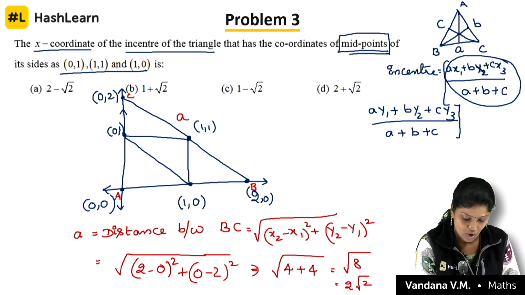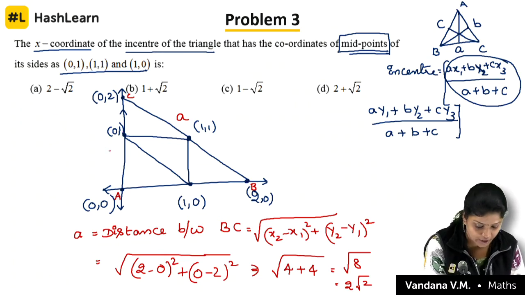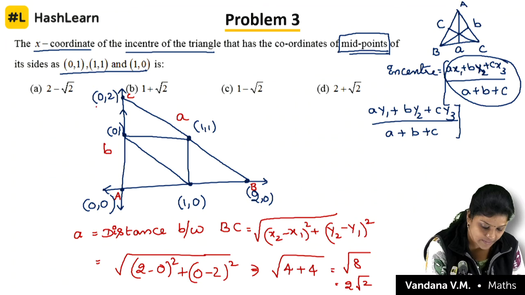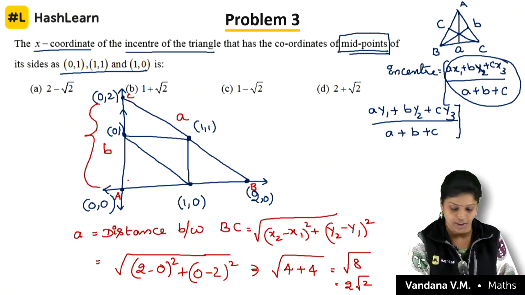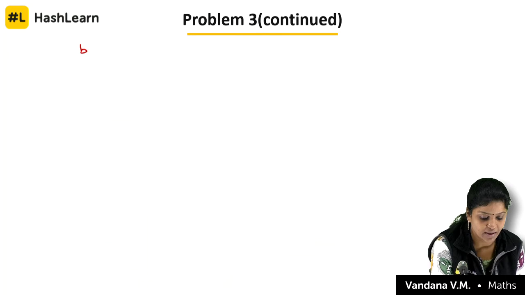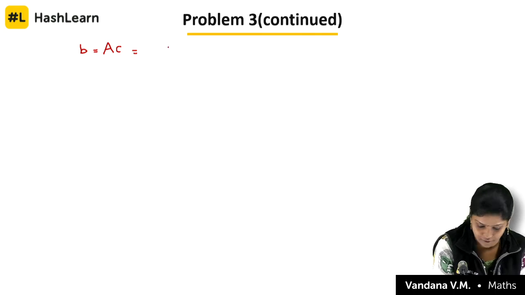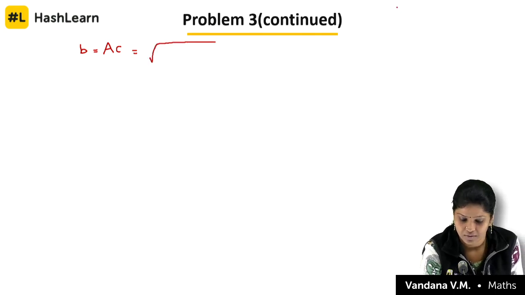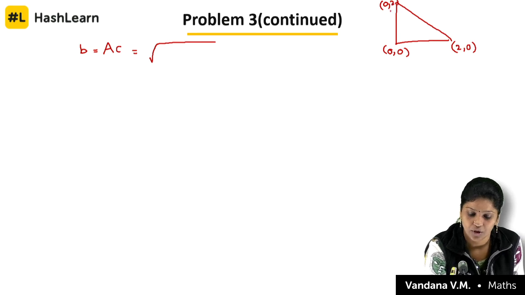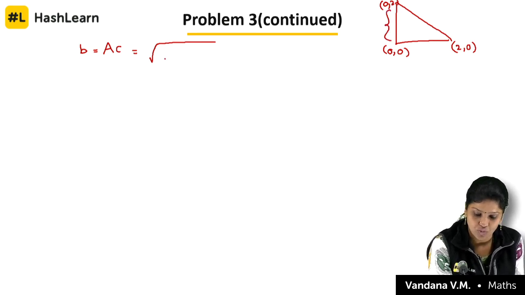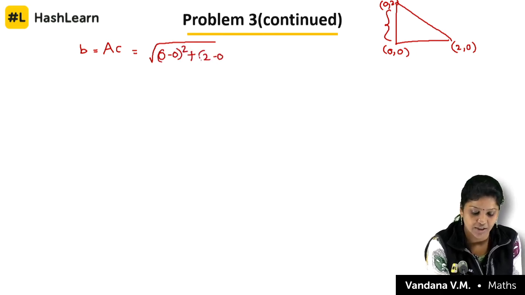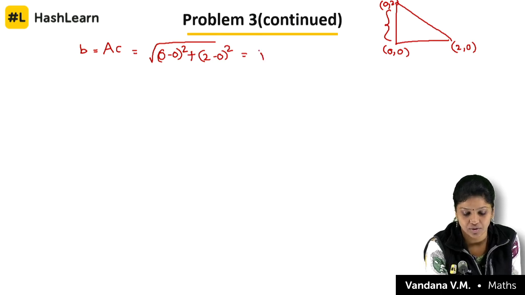In the same way, opposite to A is small a, opposite to B is small b. So, small b means the distance from A to C. Small b is the distance from A to C. Let me find out A and C: 0 comma 0 and 0 comma 2. Yes, apply. (0 minus 0) whole square plus (2 minus 0) whole square, that is 2.